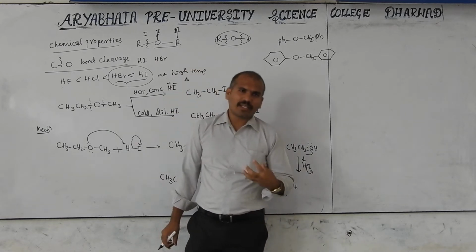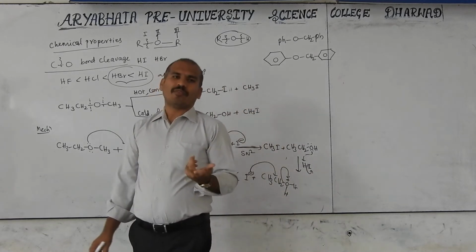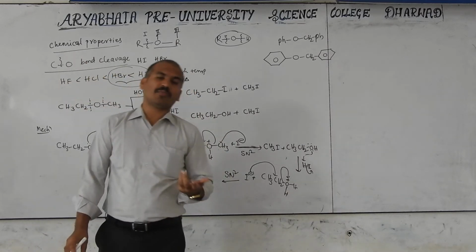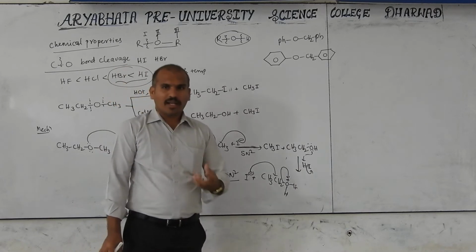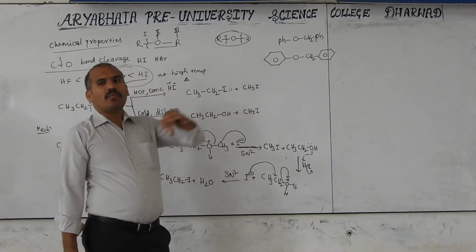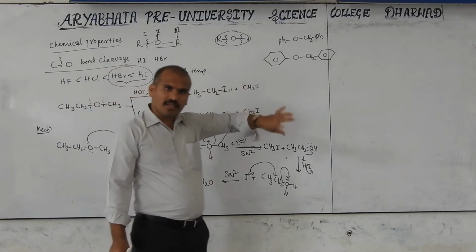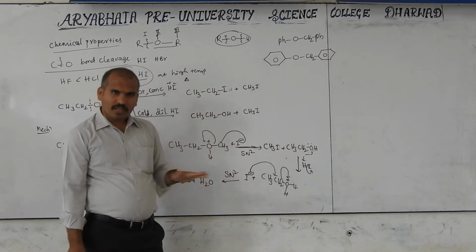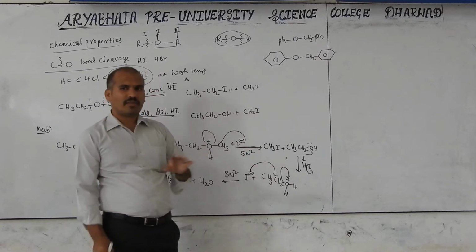Because in the SN1 reaction, a stable carbocation formation is there. That may be a tertiary carbocation, or a benzyl carbocation, or an allyl carbocation. When the stable carbocation formation condition is there, it undergoes SN1. When the unstable carbocation formation condition is there, it undergoes SN2. That's why it is very simple.